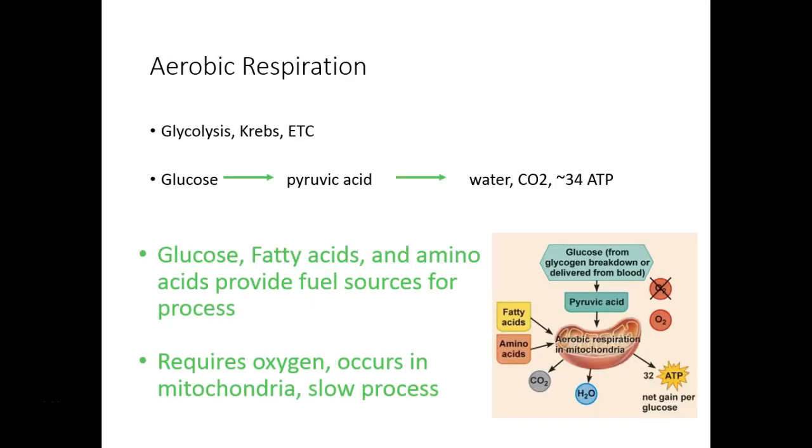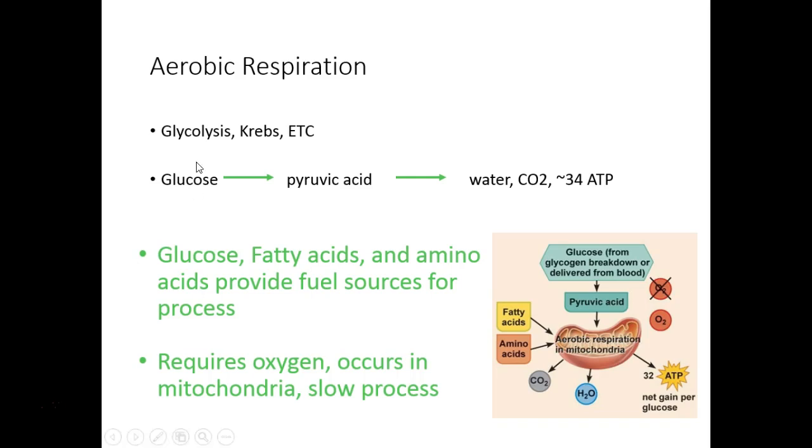However, if we really want to create a lot of ATP and there's sufficient oxygen present, that pyruvic acid that we formed in glycolysis is going to enter the mitochondria where it begins that series of reactions known as aerobic respiration, the Krebs cycle and electron transport chain.